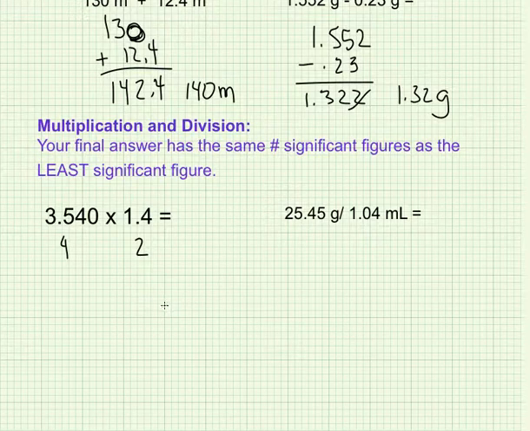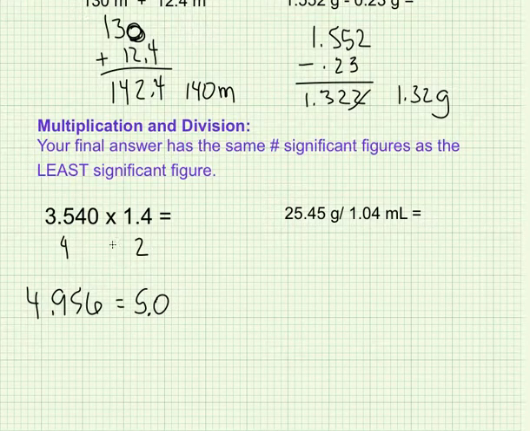I throw this into my calculator and I get 4.956. Wouldn't it be lovely if that would be a correct answer? But it wouldn't, because I can only have 2 significant figures in my answer, which means I need to round this to 2 significant figures, which is going to make that 5.0. That 0 is significant. It's to the right of a non-zero and to the right of a decimal. Look, I don't have units there, so that's kind of strange.